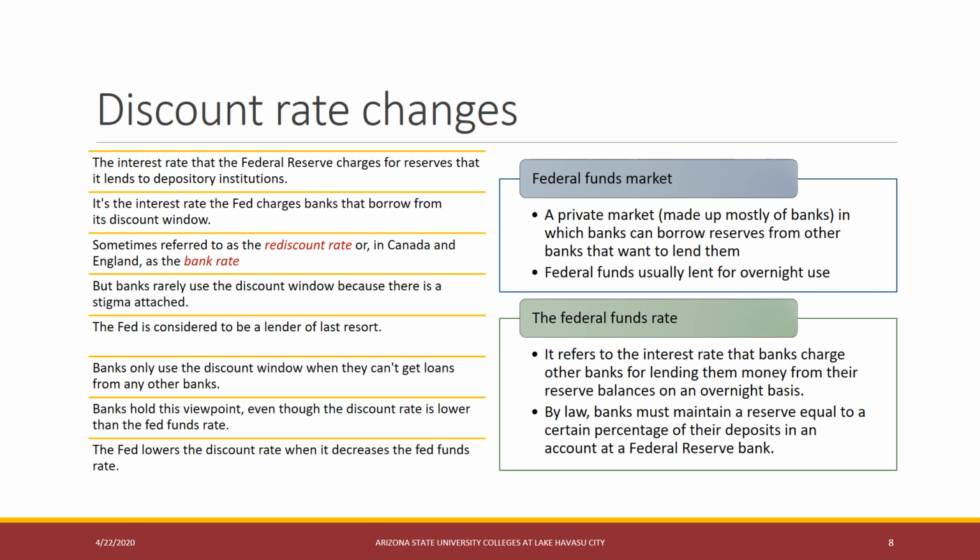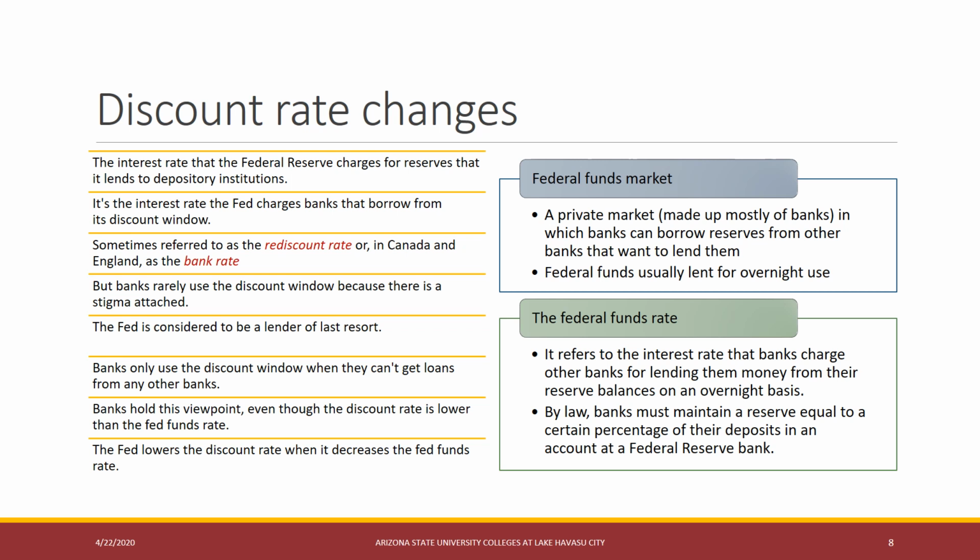The interest rate that the Federal Reserve charges for the reserves that it lends to depository institutions is called the discount rate. It is the interest rate that the Fed charges banks that borrow from its discount window. Sometimes it is also called a rediscount rate or bank rate. But banks rarely use the discount window because there is a stigma attached to it. We know that the Fed is considered to be the lender of last resort. Banks only use the discount window when they cannot get any kind of loans from other commercial banks.